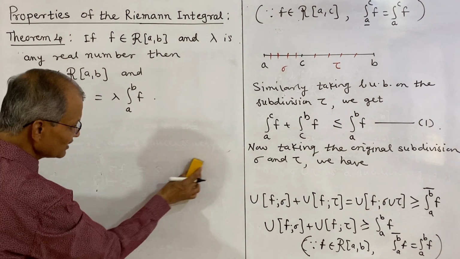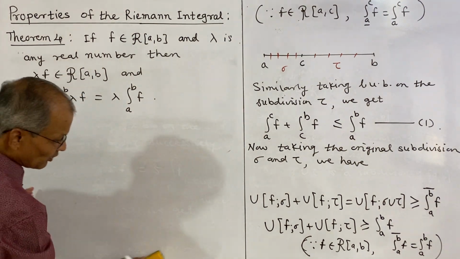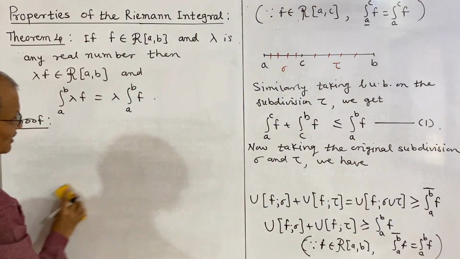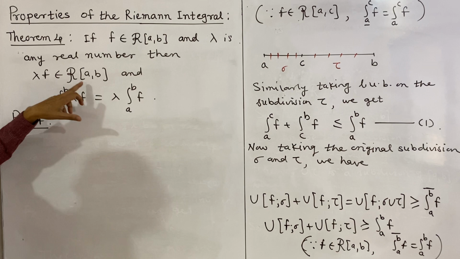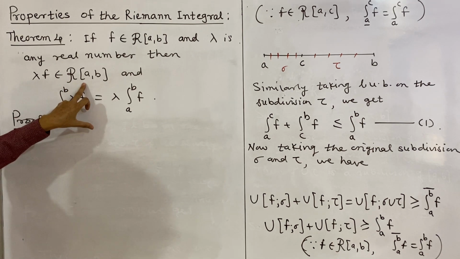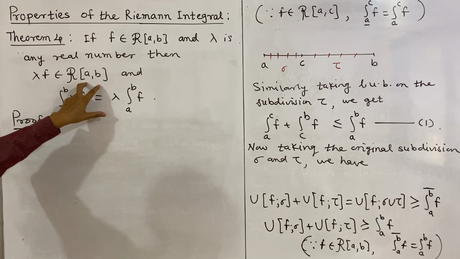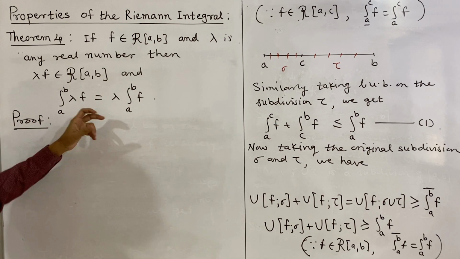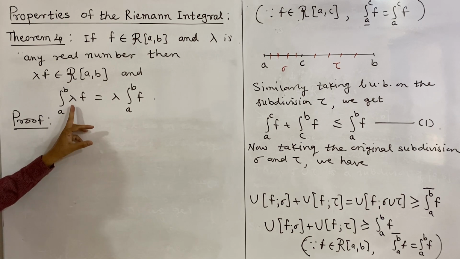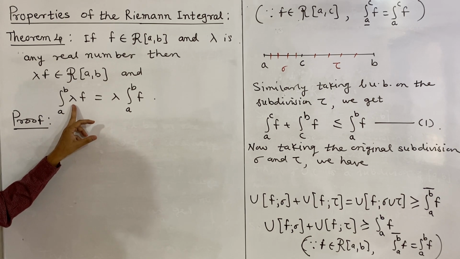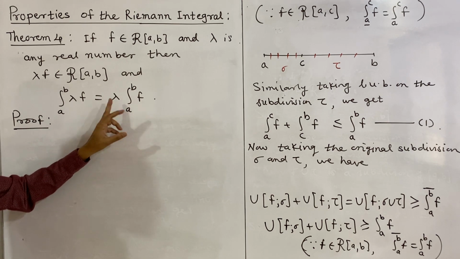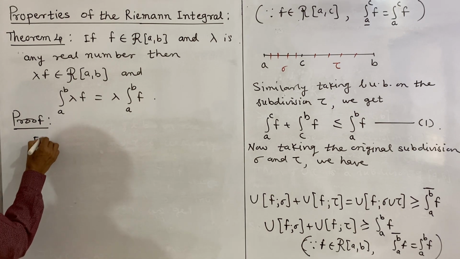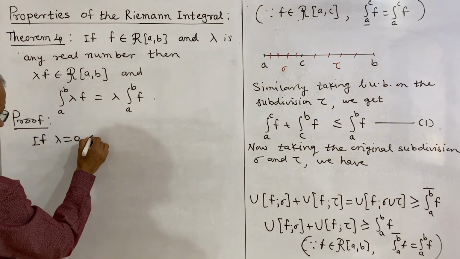So we have been using these results earlier also, but we shall prove this with the help of the definition of Riemann integral in terms of the upper and lower sum. First we have to prove that lambda times f is Riemann integrable on the closed bounded interval a to b. Now if lambda is 0, then the theorem is obvious, because integration of 0 is 0, and 0 times this integral is again 0, so the two sides become equal and there is nothing to prove.